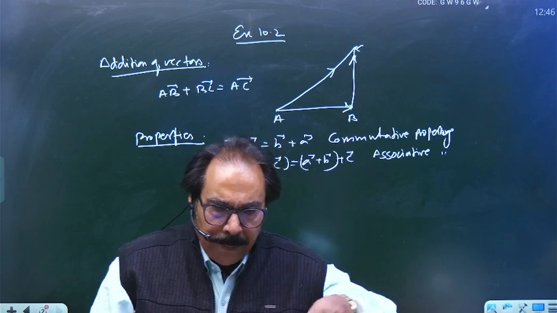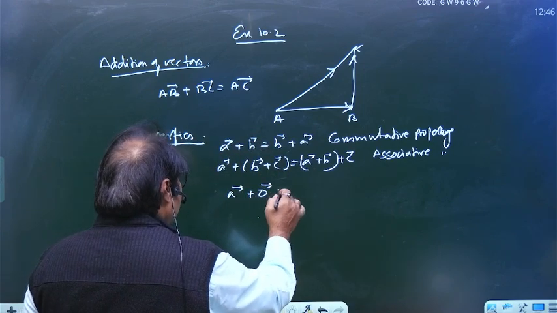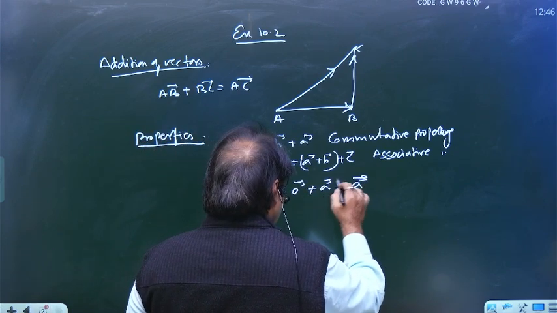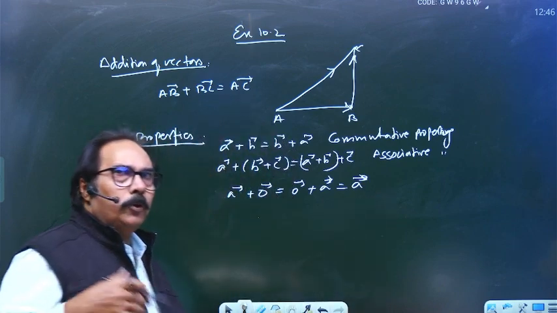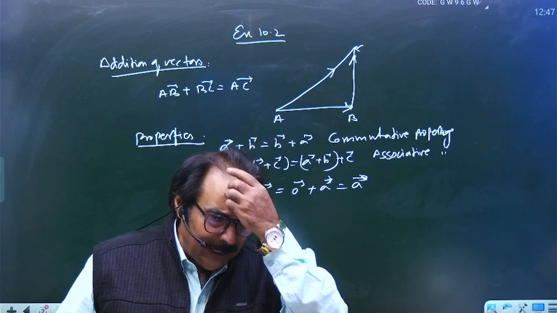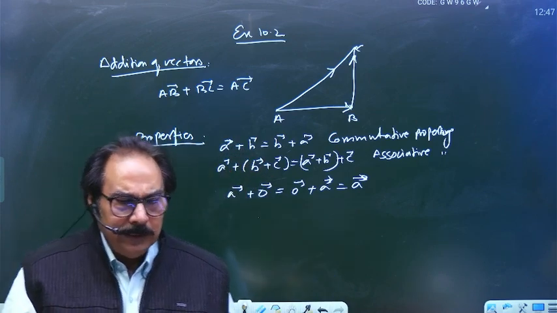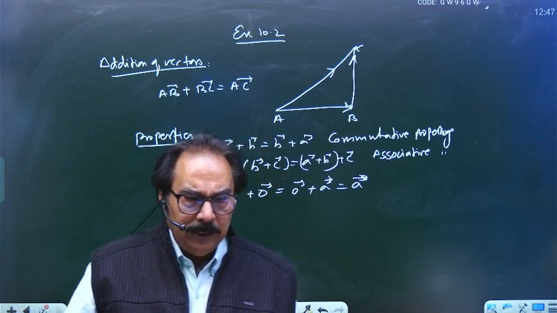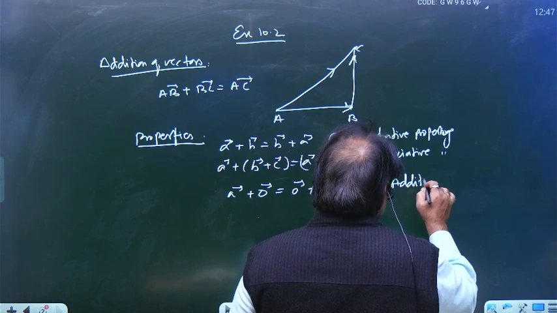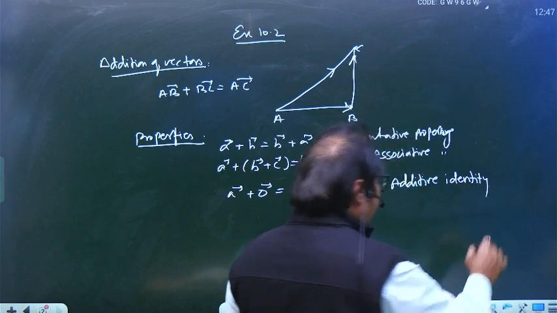The next property is vector A plus 0 vector, which is the same as 0 vector plus A vector, equal to A vector. Like 0 plus 2 or 2 plus 0, we get the same answer 2. Similarly, when the 0 vector is added to any vector, we get the same vector, and this is called the additive identity.